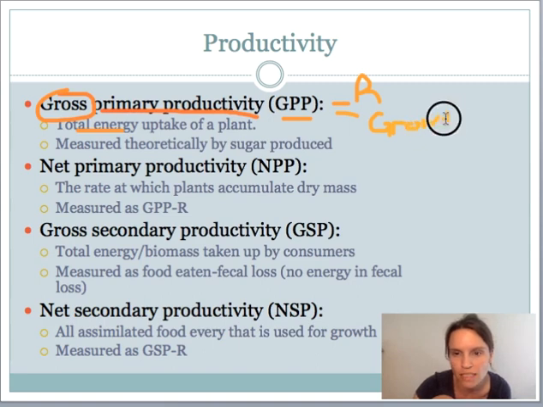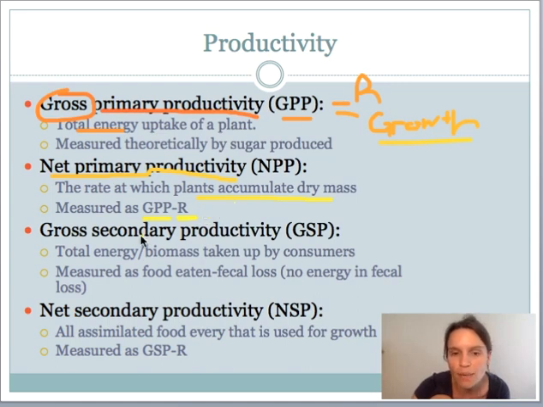After those processes have been accounted for, we can look at what we call net primary productivity, the amount of productivity that a plant has to pass along to the next level of a food chain. And that can be measured by the growth of a plant, the rate at which a plant accumulates its dry mass. You can also say that it's measured as the gross primary productivity minus the amount of energy that that plant needed to put towards respiration.